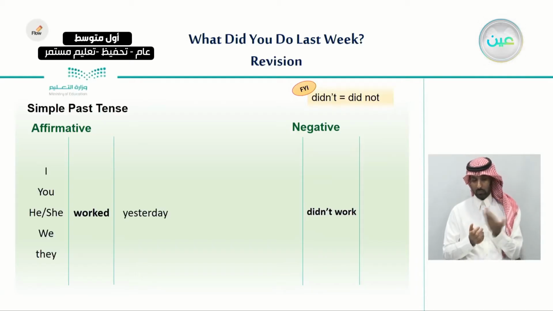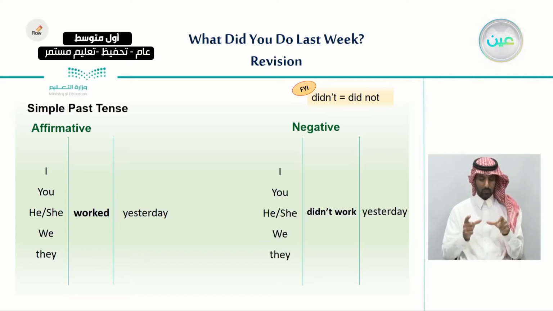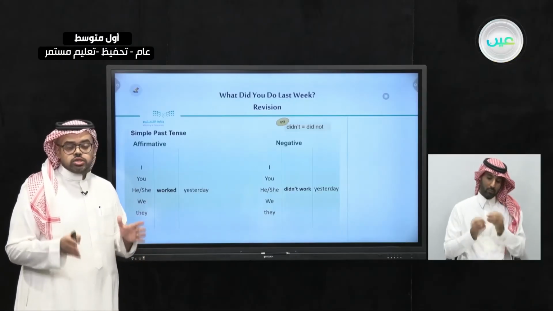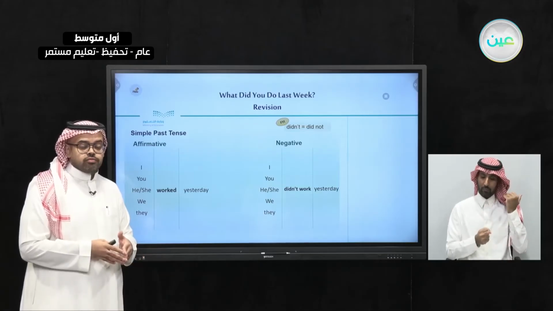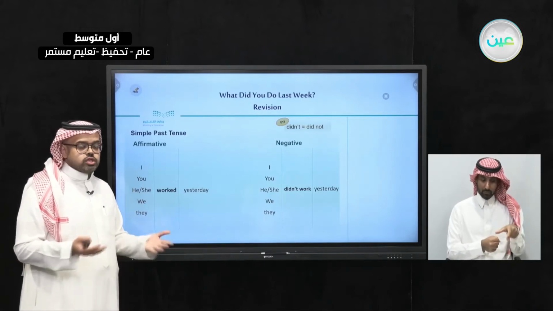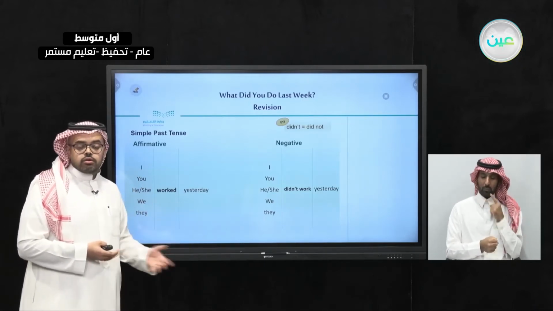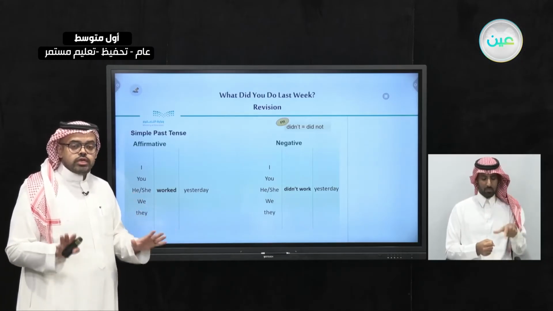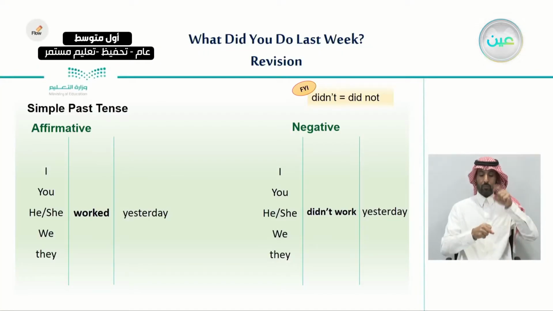Last lesson we were introduced to the simple past tense, and we have learned that when we're talking about something that happened in the past, we only need to change the verb into its past form. And no matter what the subject pronoun is, whether singular or plural, we only need to add ed to a verb to change it into the past. Not only this, but we can also add a time expression to the sentence as another indication of the past.